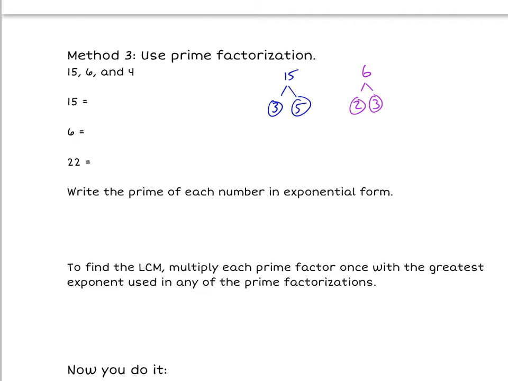And for 22, 2 times 11. So I chose quick ones for us here to make our example quick. For 15, my prime factorization is 3 times 5. For 6, my prime factorization is 2 times 3. And for 22, it is 2 times 11.